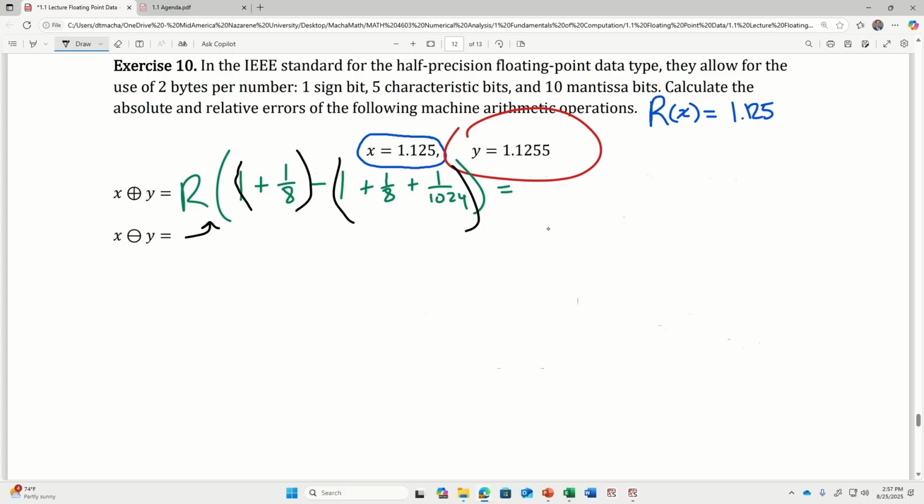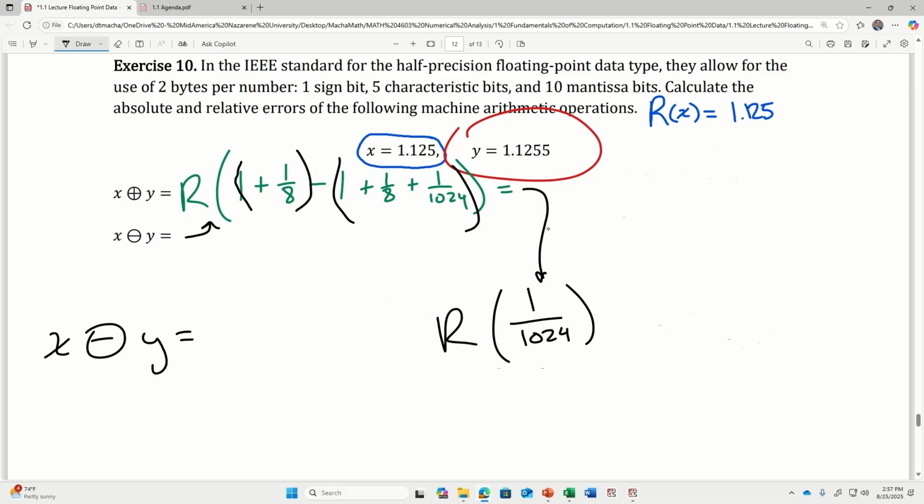We're doing the subtraction problem now. And this would be 1 over 1024. And of course, it's going to be negative, right? But this is actually a perfectly fine representable number. That's just where you have the mantissa as being 9 zeros followed by a 1. And so x machine minus y is negative 1 over 1024.